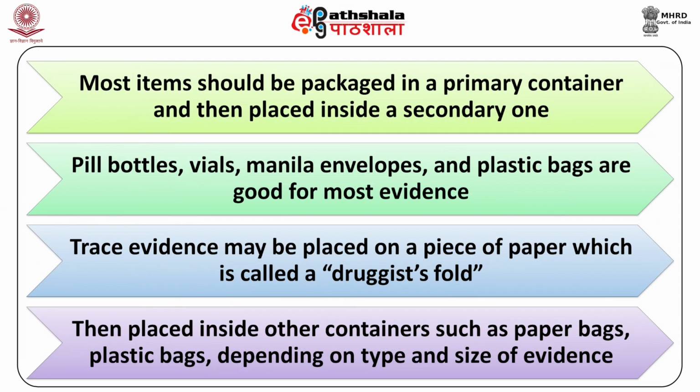Most items should be packaged in a primary container and then placed inside a secondary one. Pill bottles, vials, manila envelopes and plastic bags are good for most evidences. Trace evidence may be placed on a piece of paper which is then folded in a particular way called a druggist's fold. Next, these are placed inside other containers such as paper bags, plastic bags, canisters, packets or envelopes depending on the type and size of the evidence.